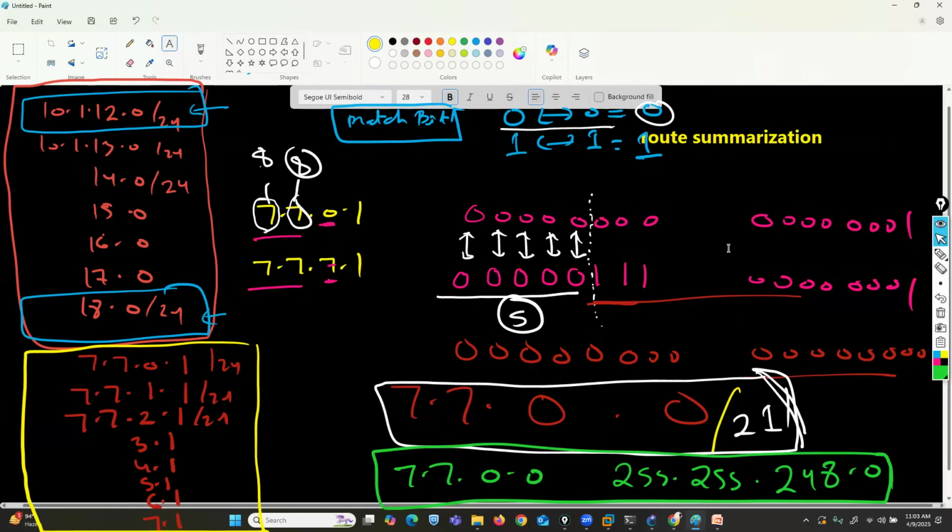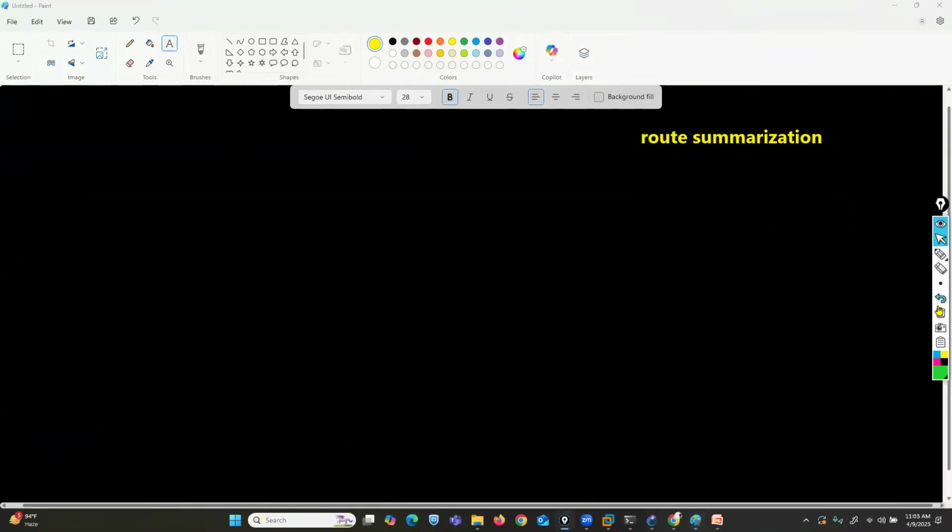Okay, hello there. The summary address will be 172.16.0.0 and slash 24. That means 255.255.255.0.